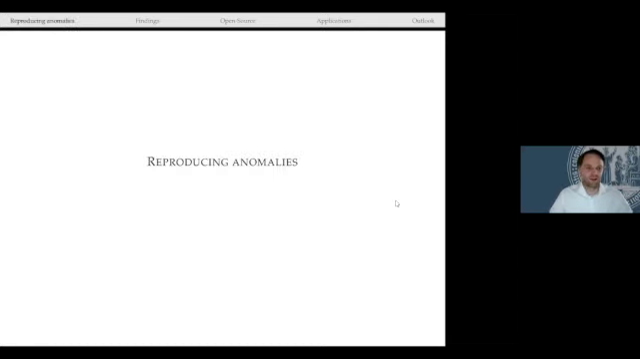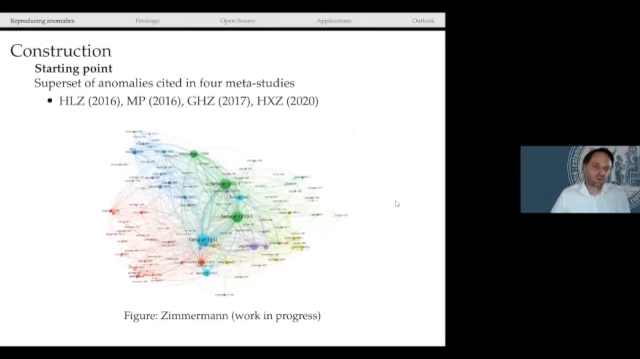Okay. All right. So how do we go about reproducing such a large set of anomalies or predictors? The starting point is a superset of anomalies that are cited in these four meta-studies: the Harvey paper, the McLean and Pontiff paper, the Green Hand Zhang paper, and the Hou Xue Zhang paper. Here, this is from some work in progress. This is a citation network across all these anomalies, or a subset of those. I found this relatively interesting.